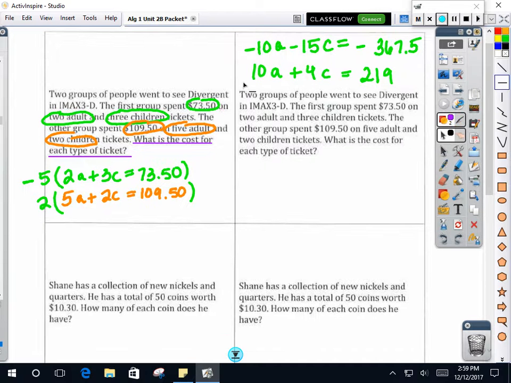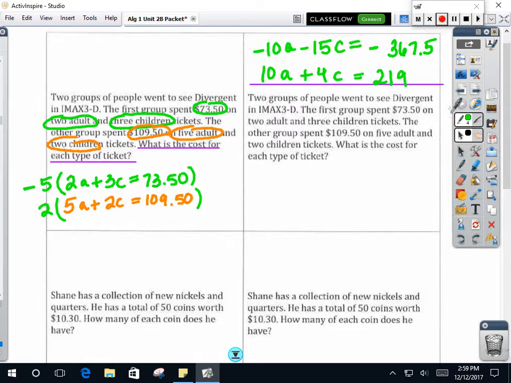All right, now we add the equations together. Negative 10a plus 10a cancels. Negative 15c plus 4c becomes... And then negative 367.5 plus 219 becomes negative 148.50.